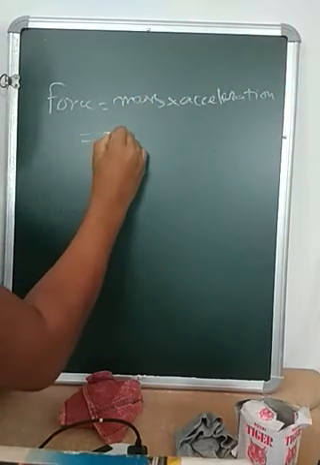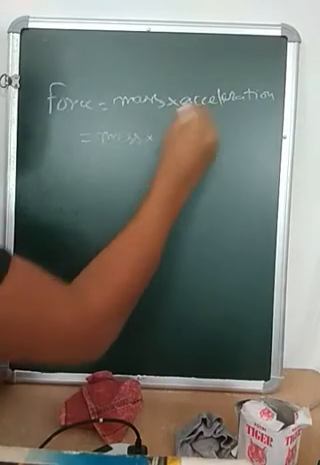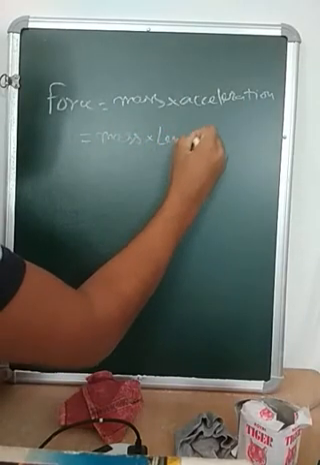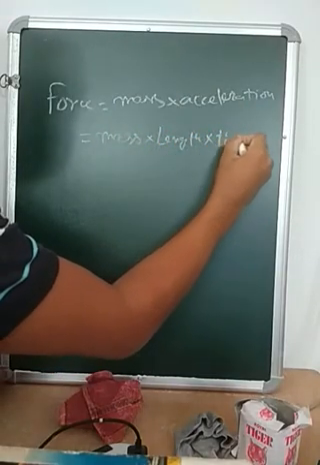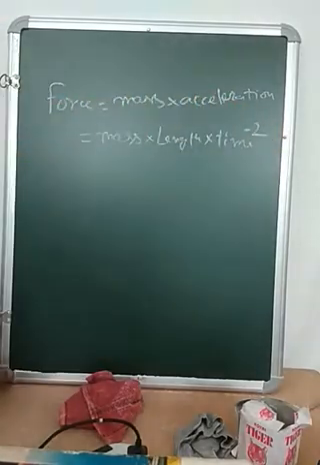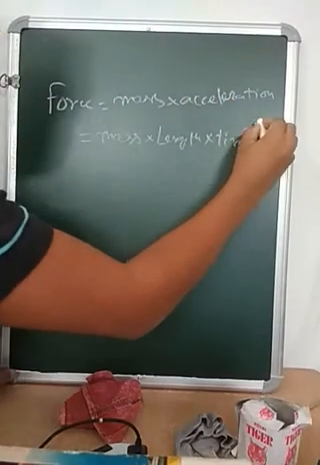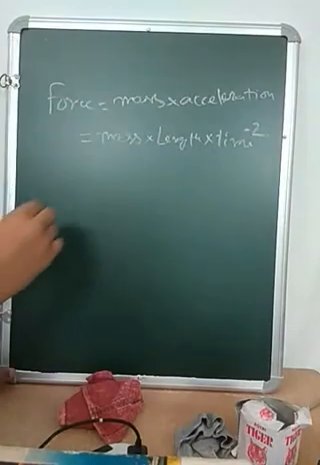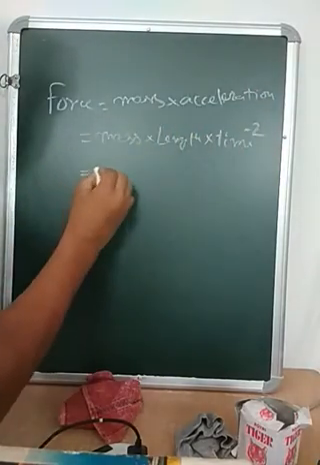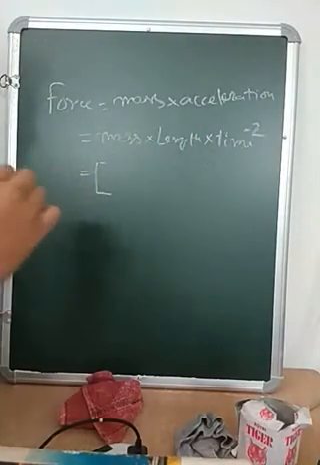So mass means mass, and acceleration means length into time to the power -2, meter per second squared. Okay, length into time to the power -2. So how do we represent this in a dimensional formula?